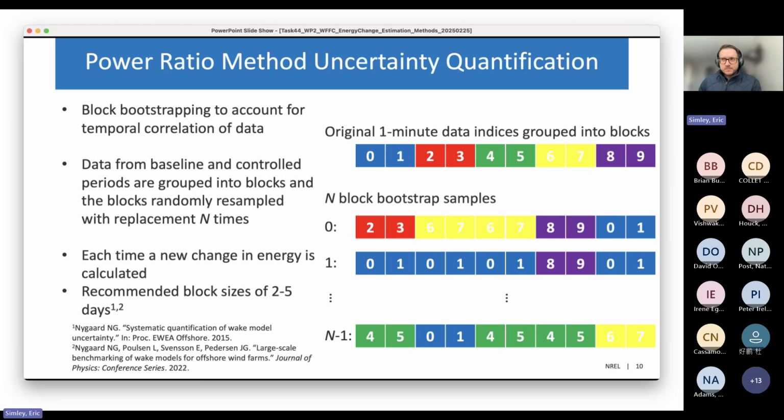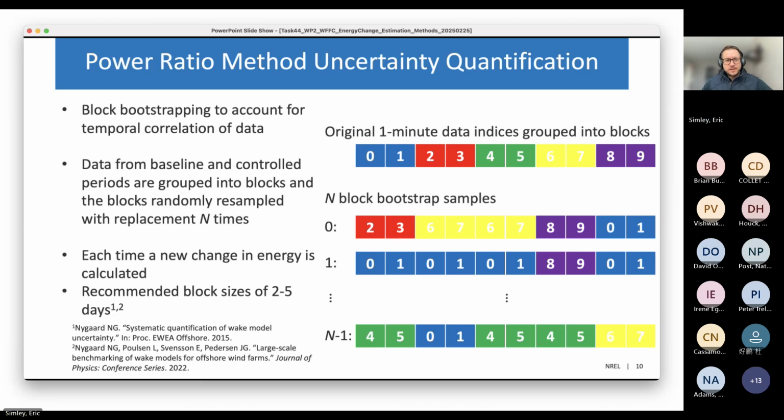So yeah, there are some papers by Nikolai Newgord from Ørsted, who's done a lot of estimation of wake losses at offshore wind plants and wake model benchmarking. This is where I first heard about the idea of block bootstrapping. But in their papers, they recommend block sizes of 2 to 5 days, so much longer than I would have initially guessed.